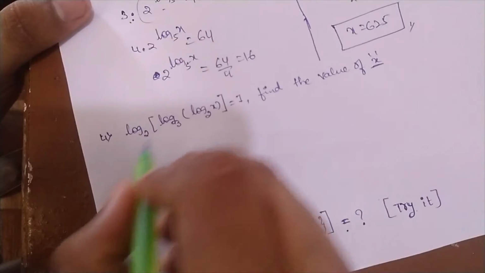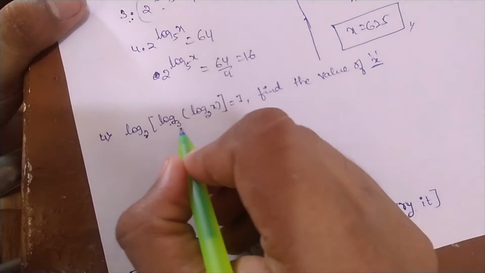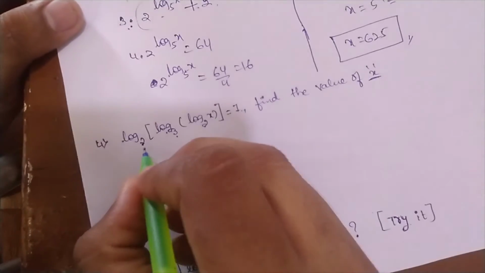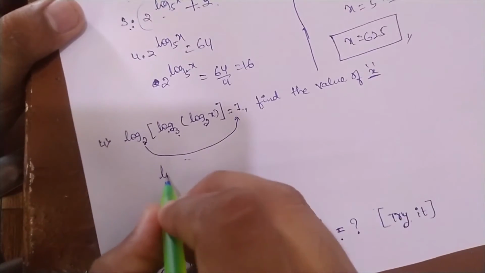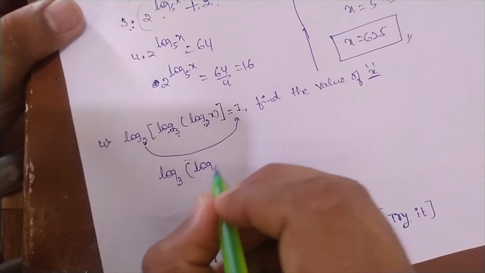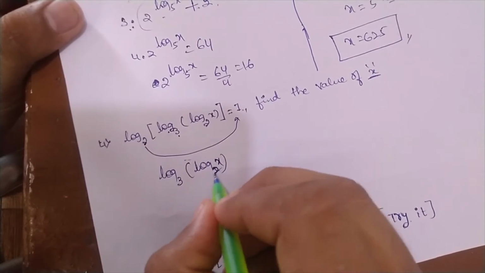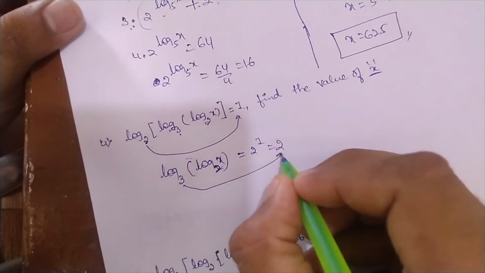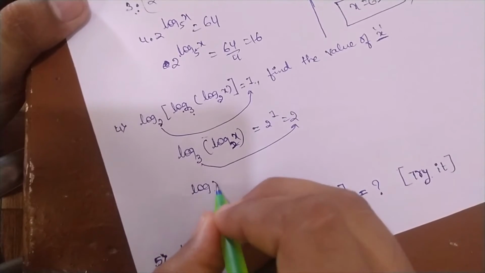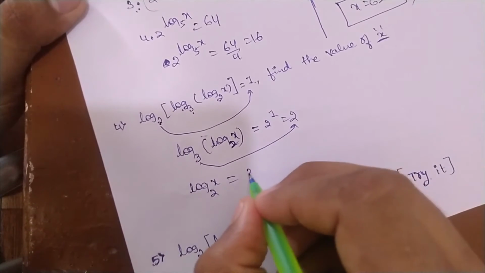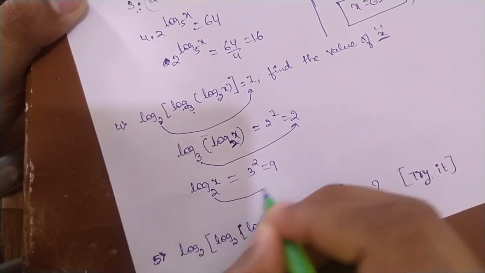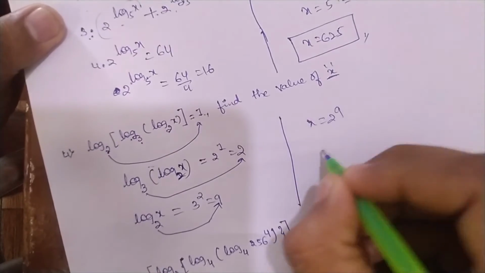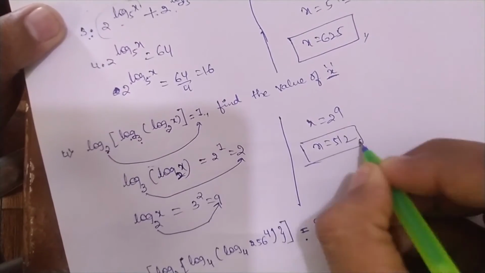So let's consider this example. Log 2 of log 3 of log x base 2 equals to 1. Find the value of x. Take this power to this one, it will become log 3 of log x base 2 equals 2 power 1, which is 2. Now take this base to this, it will become log x base 2 equals 3 square, which is 9. Now take this 2 to here, it will become x equals 2 power 9. So x equals 512. So 512 is the answer.